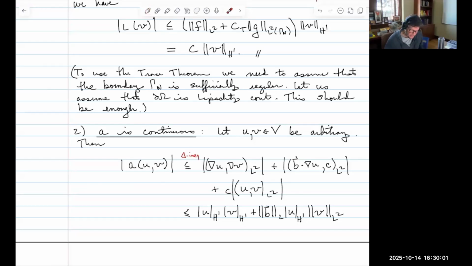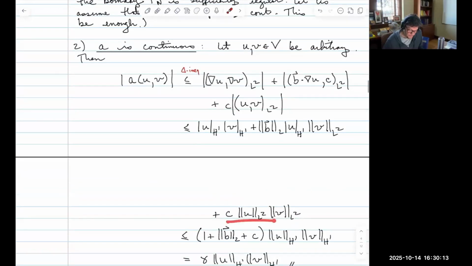If we apply the triangle inequality, then we now have three terms to deal with. The first term is dealt with by Cauchy-Schwarz. The last term is also dealt with by Cauchy-Schwarz. The only question is, how do we deal with this middle term? I'm going to leave it as an exercise for you to show that this term is less than the Euclidean norm of B times the H1 seminorm of U times the L2 norm of V.